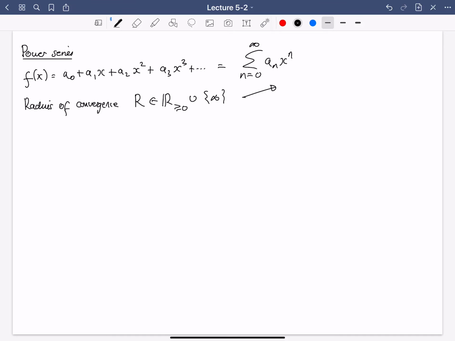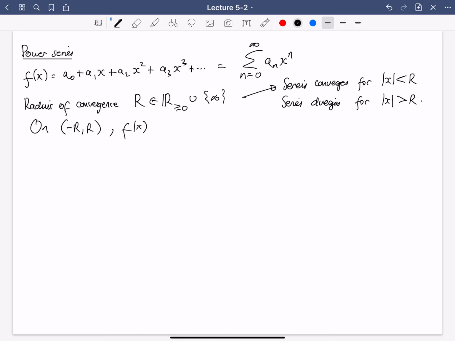And it is characterized by two properties. The series converges for absolute value x less than r, and the series diverges for absolute value x bigger than r. If the absolute value of x equals r, it may either converge or diverge, it depends, there's no information here. But that means that on the open interval from minus r to r, inside the radius of convergence, the function is defined.